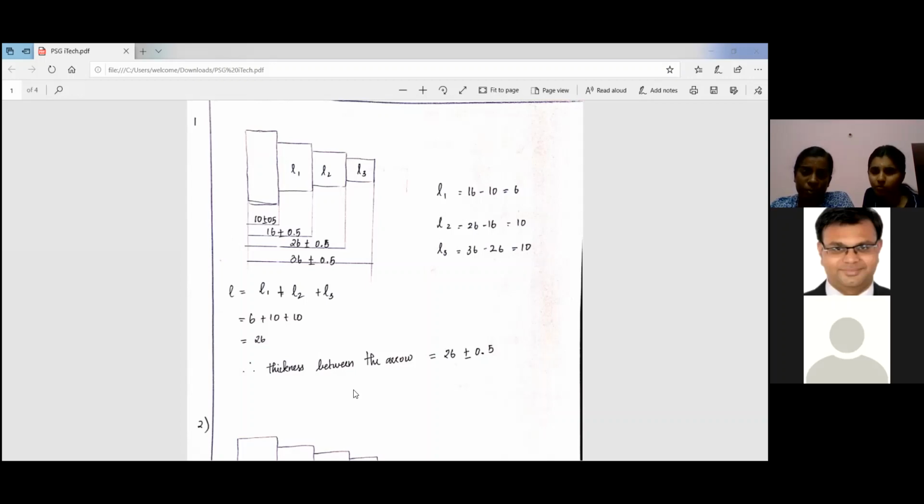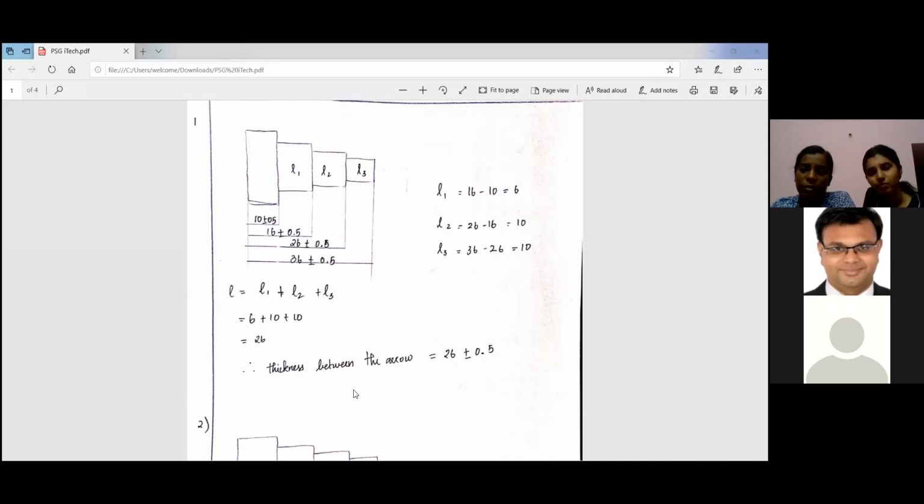Are you getting what I'm telling? Yes, sir. So 36 plus or minus 0.5 is one dimension, 10 plus or minus 0.5 is the other dimension. Now I subtract, 36 minus 10, it becomes 26. Right? Yes, sir.